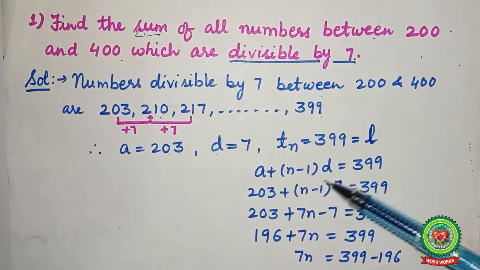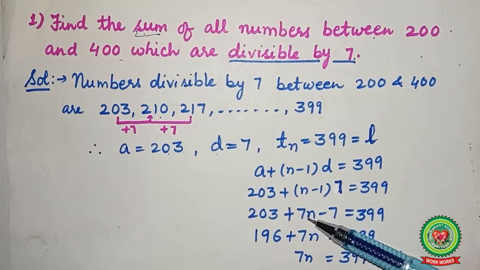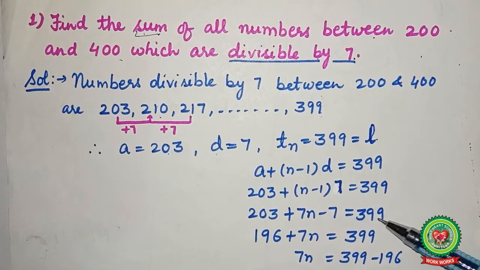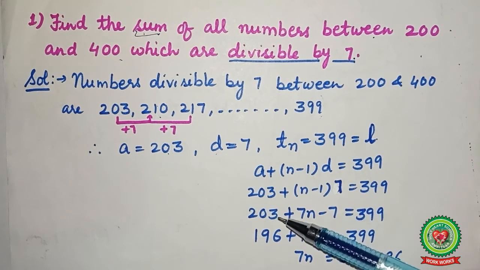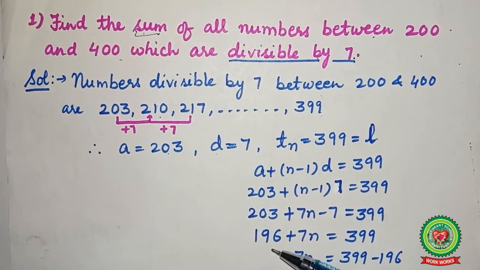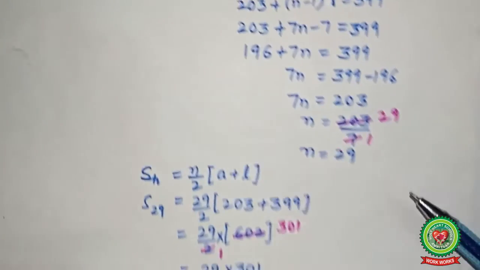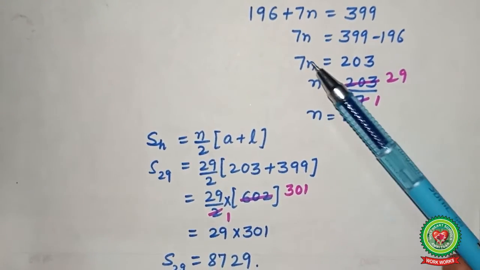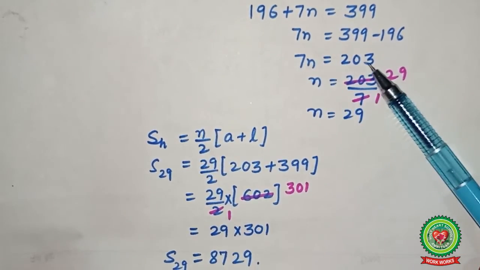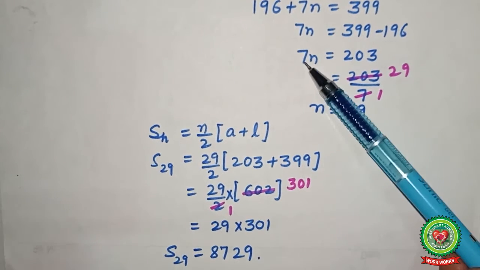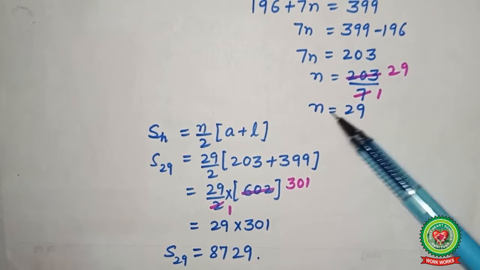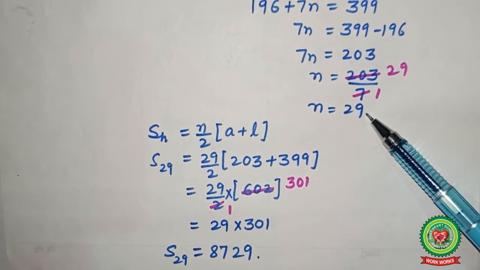Now here the arrow method is there. 203 plus 7N minus 7 is equal to 399. On subtracting we get 196 plus 7N is equal to 399. Next, on shifting 196 to the other side we get 7N is equal to 203. Now on dividing by 7 we get the value of N, that is 29.